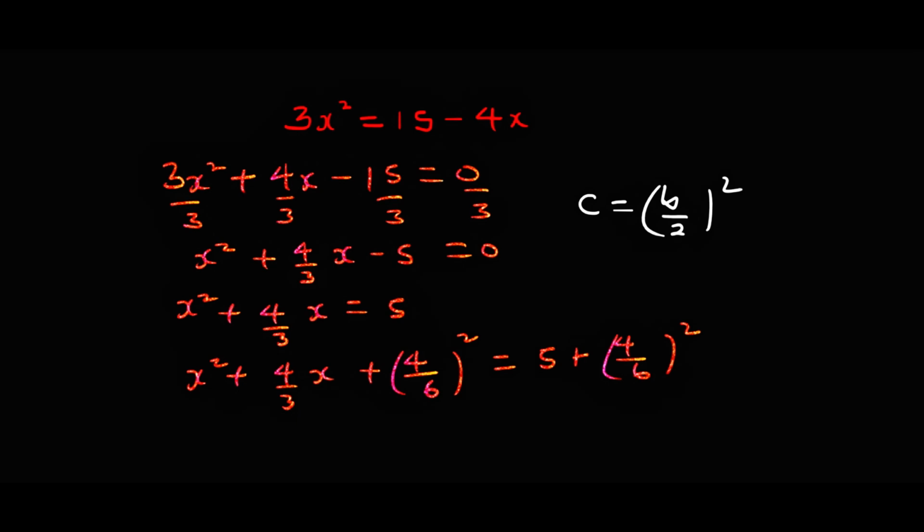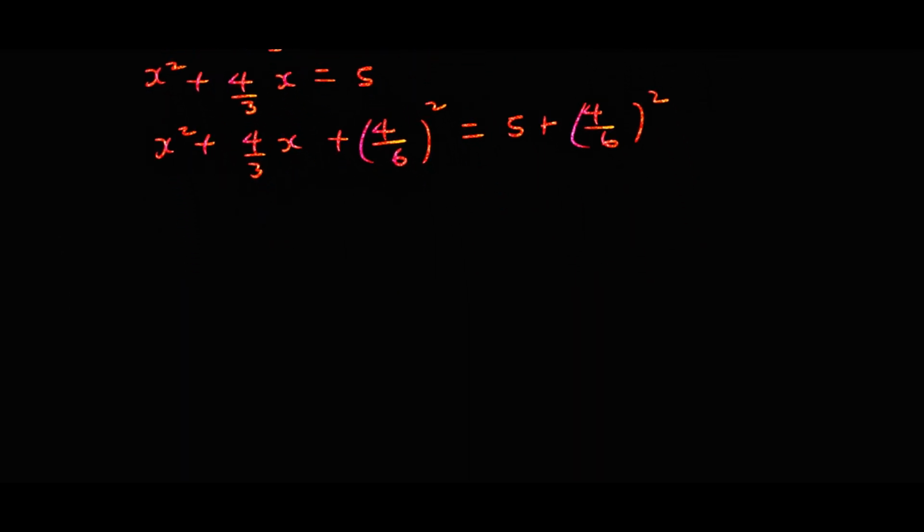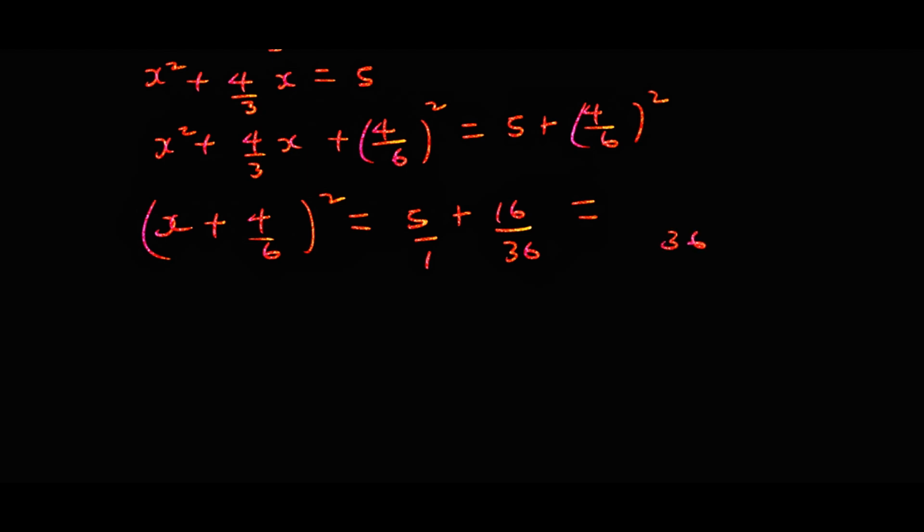So the next thing would be to take the perfect square in the left hand side and simplify the right hand side. So the perfect square in the left hand side would be the square root of x squared, which is x. Then we add the square root of the new c, which is 4 over 6. Then we take the square of that, and then we simplify the right hand side. That will be 5 plus 4 squared, which is 16 over 36. And then to simplify this, we can use the LCM of the two. So the LCM between 1 and 36 is 36.